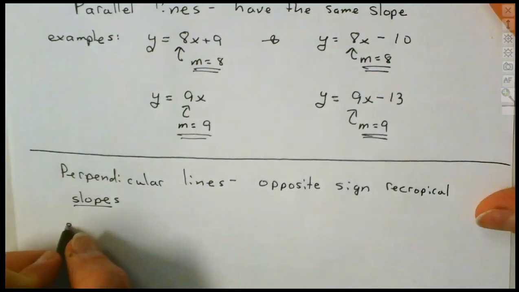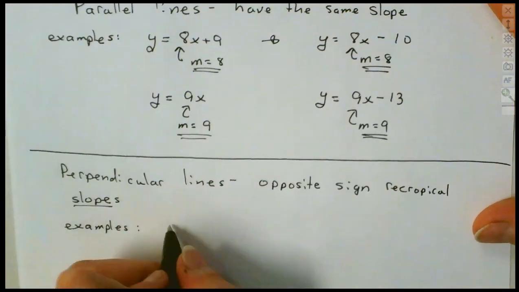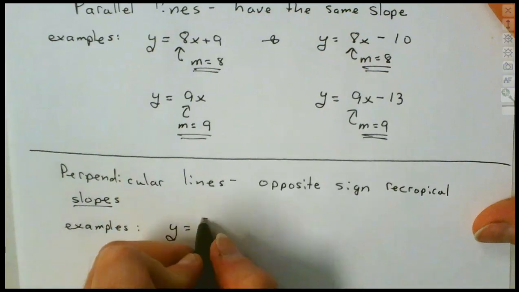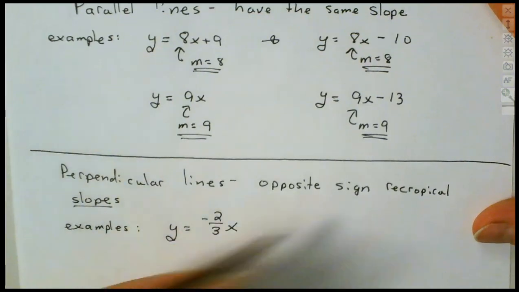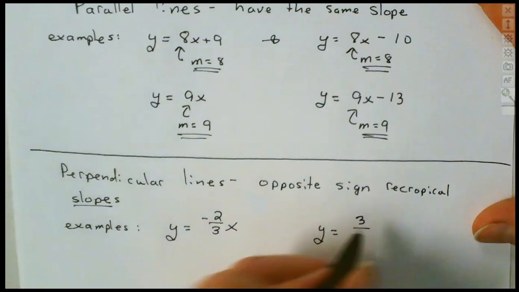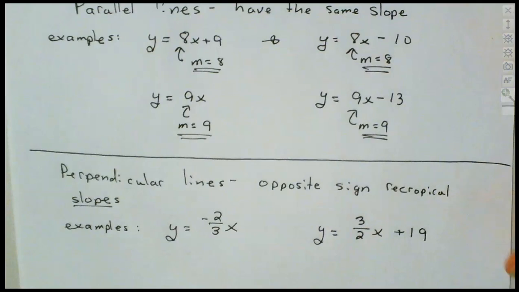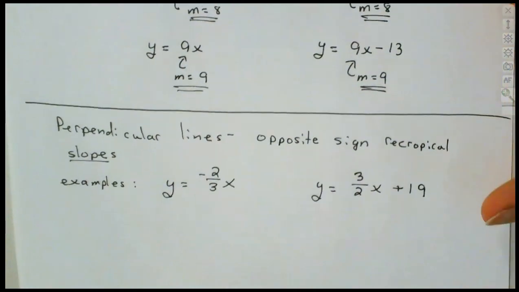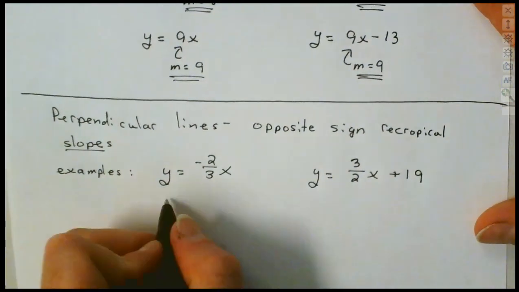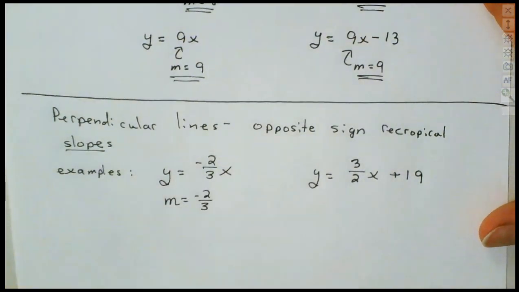So here's some examples. These are going to be perpendicular. Y equals minus 2/3 x, and y equals now 3/2 x plus 19. Now, why would these be perpendicular? Well, the first one has a negative 2/3.